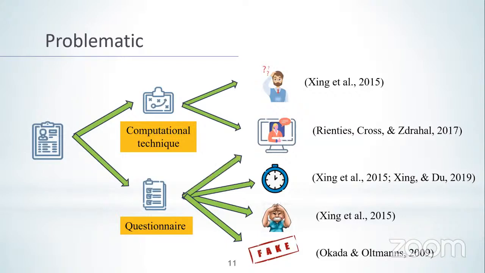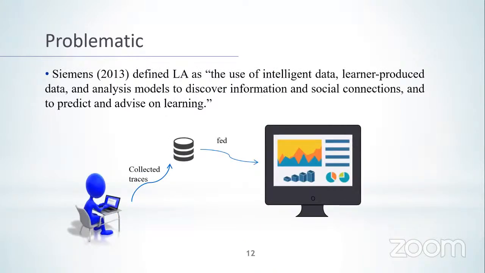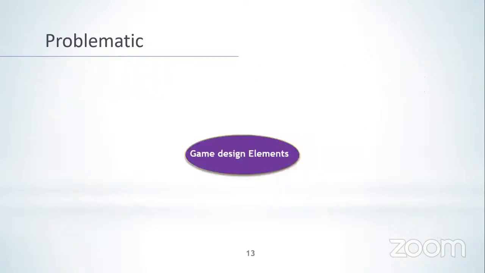Therefore, to overcome this problem, many researchers focused on the use of an intelligent modeling method, which is learning analytics using learners' traces. According to Simons, learning analytics is defined as the use of intelligent data, learner-produced data, and analysis models to discover information and social connection and to predict and advise on learning. Here the learners interact with the learning environment, then their traces are collected and stored in the database and then fed to the learning analytics system to be analyzed and used for prediction and advice on learning. In this context, we propose an intelligent educational gamification system based on learners' personalities.